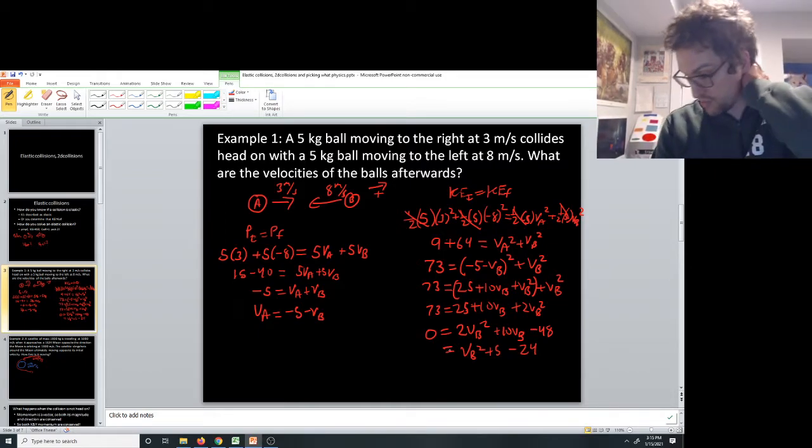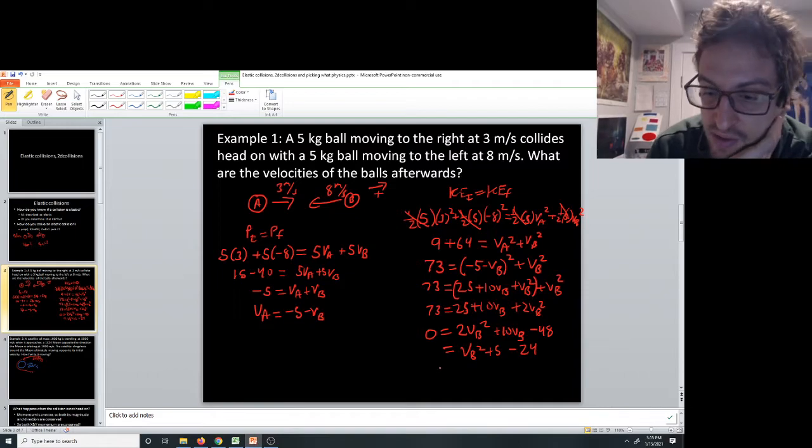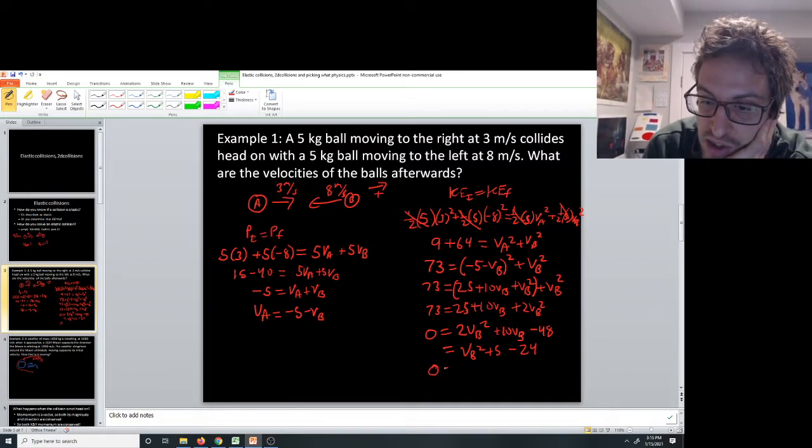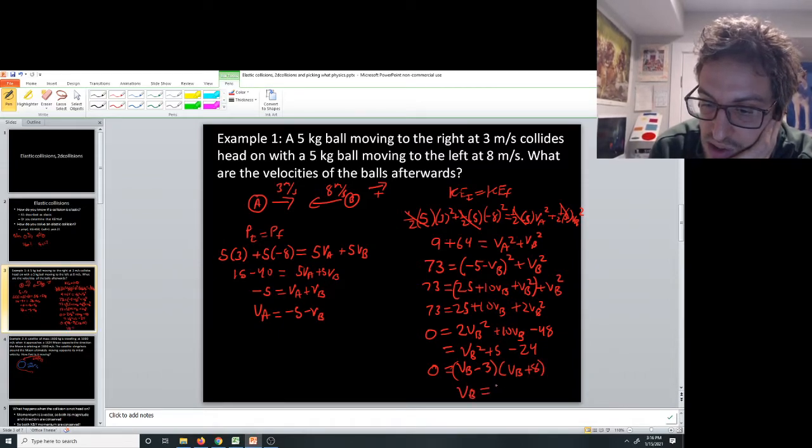A lot of times I will make these problems, especially if you have to do it by hand, easily factorable. This becomes 0 equals (VB minus 3) times (VB plus 8), which means that VB is equal to 3 or negative 8.